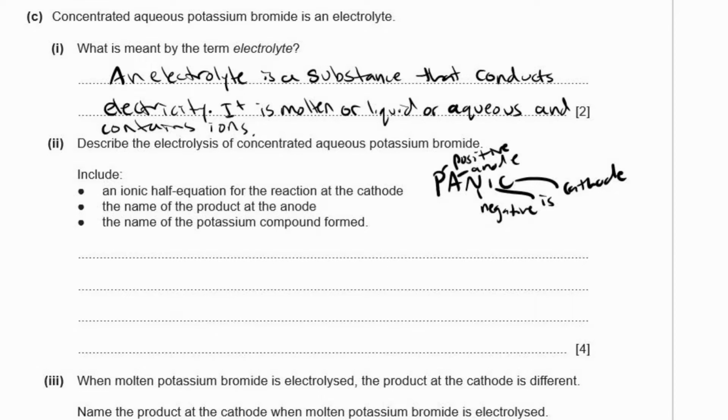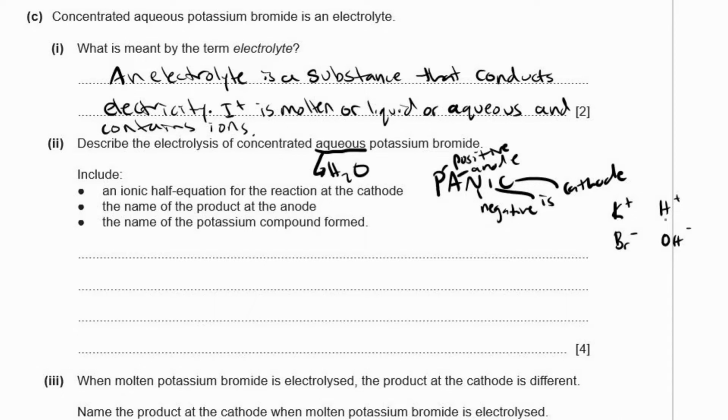This time it does. Now the key here is it's aqueous. That means it's not pure potassium bromide. It also contains water. It's concentrated, so it's mostly potassium bromide, but not completely. The cathode is negative, so it's going to attract a positive ion. In here, we are going to have the ions K plus, Br minus, and H plus, and OH minus. Those are the ions that we have.